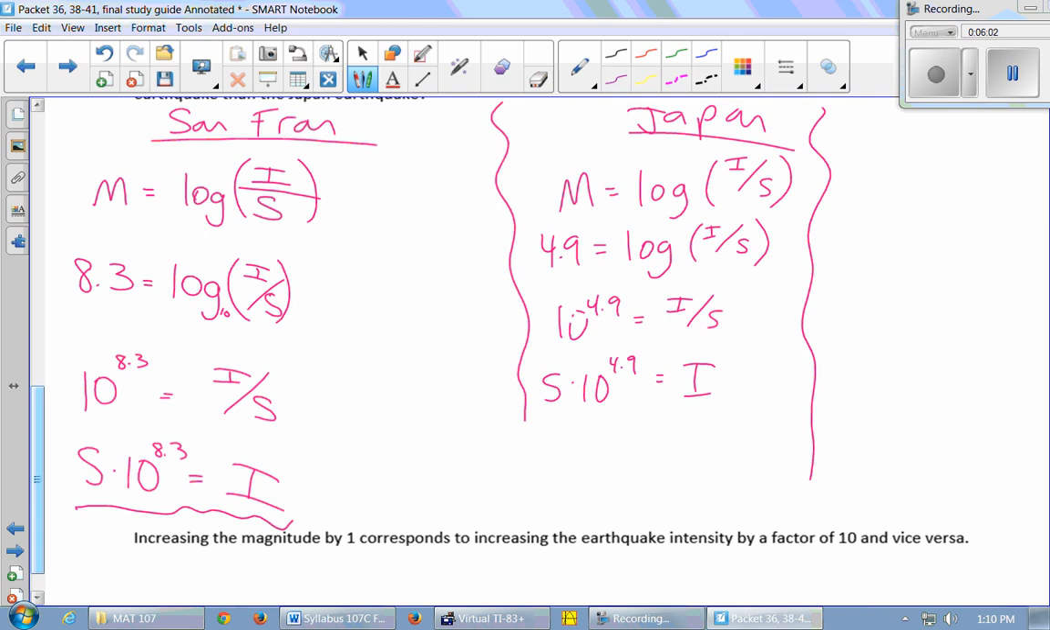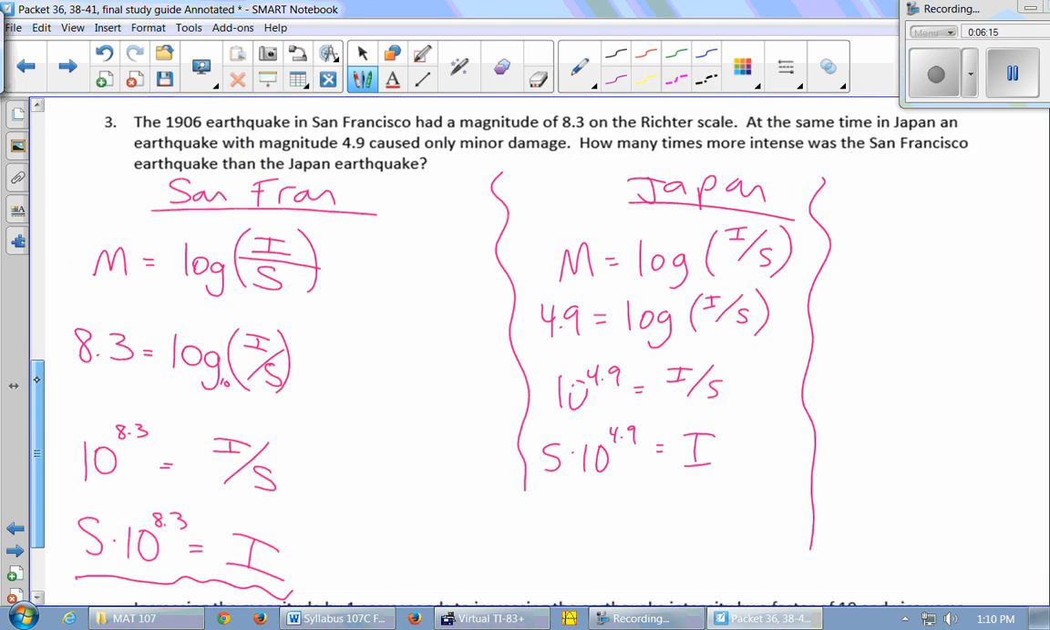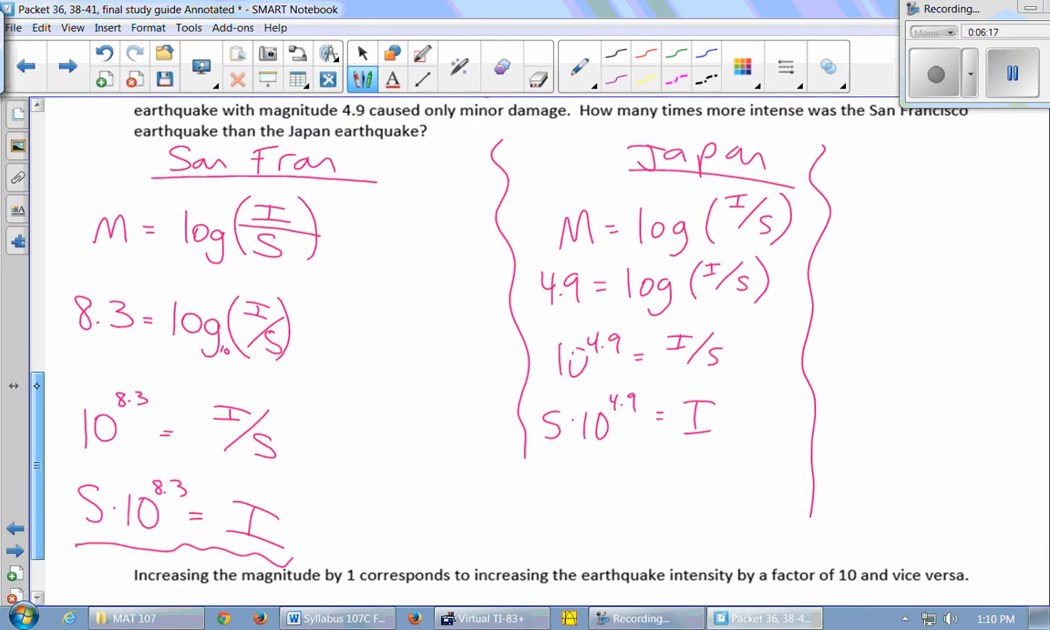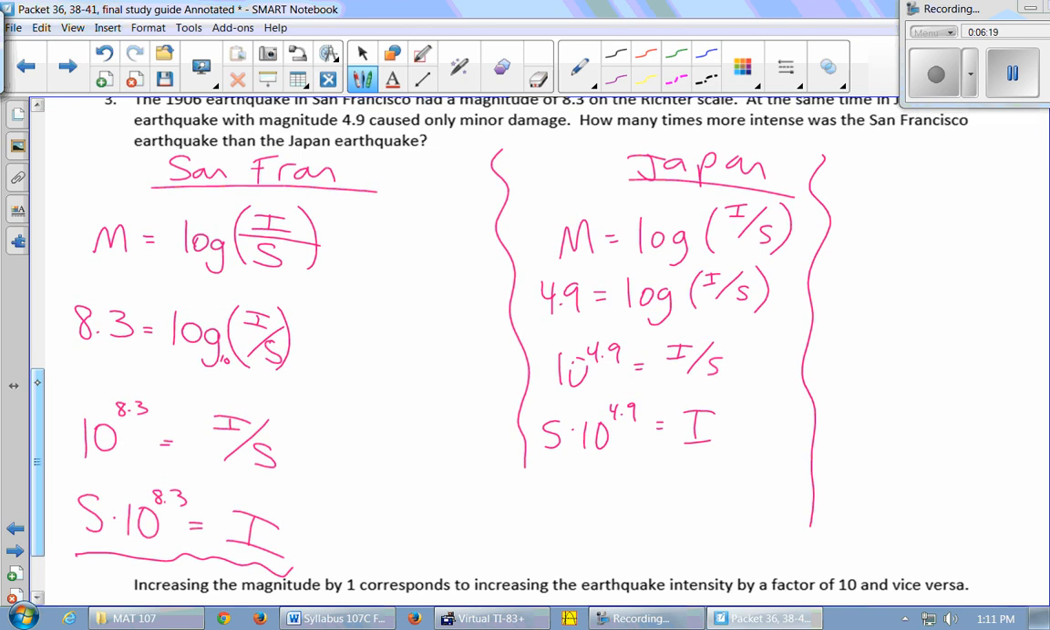All right, so now we know the intensity of each separate earthquake. And remember, S is just some number. We don't know what it is, but it represents the intensity of the smallest possible earthquake. So let's go back to the question. How many times more intense was the San Francisco earthquake than the Japan earthquake?